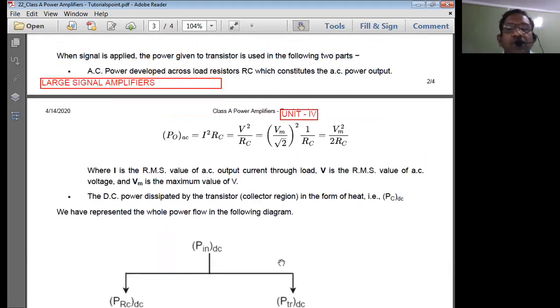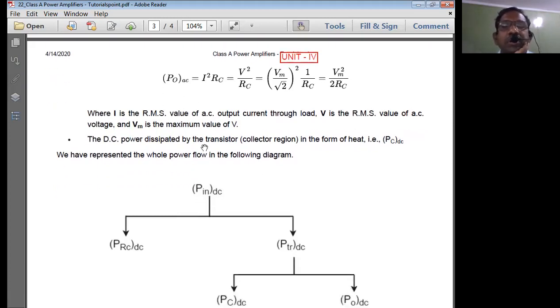Now the power delivered to the load is nothing but the AC power. Power is generally I square into R. As we are taking the output current going through the load resistance RC, I can take I equal to V by RC, so I can write power as V square by RC. What is V? V is equal to VM by root 2, whole square. So I can write this as VM square by 2 RC, which is the output power.